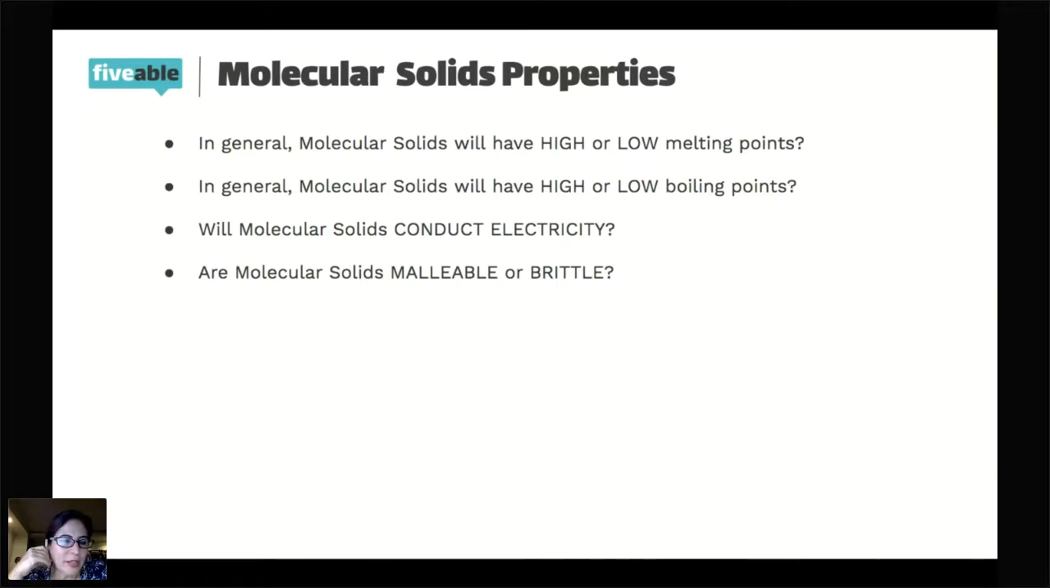Will molecular solids conduct electricity? No. Even if we melt them? Even if we melt them, it won't conduct electricity in any form, correct? And are molecular solids malleable or brittle? Exactly. Excellent. Excellent review for molecular solids.